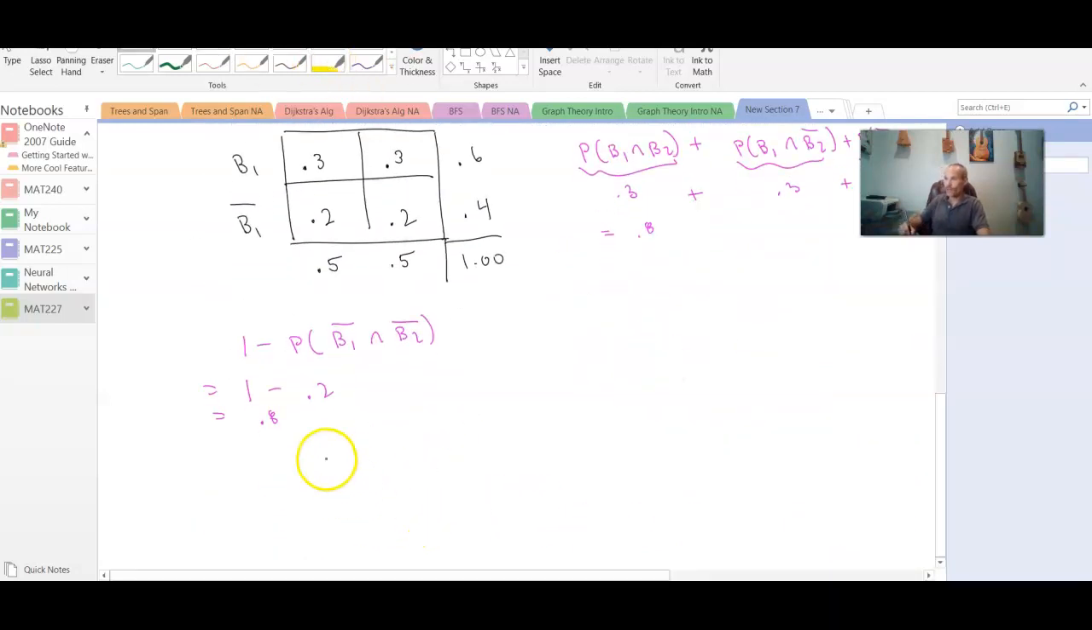So to make this more general, we could say that the probability of one event or the other occurring is equal to the probability of the one event plus the probability of the second event minus the probability of both. And all we're doing here is just removing that portion of the Venn diagram or the portion of the contingency table that got added in twice.